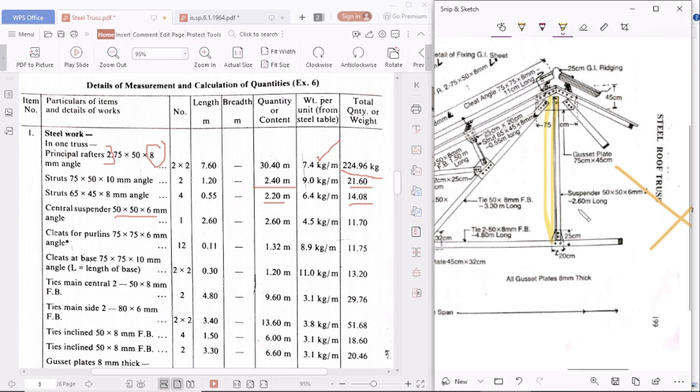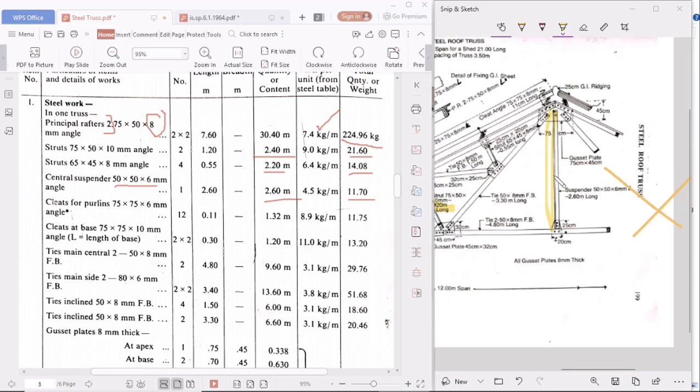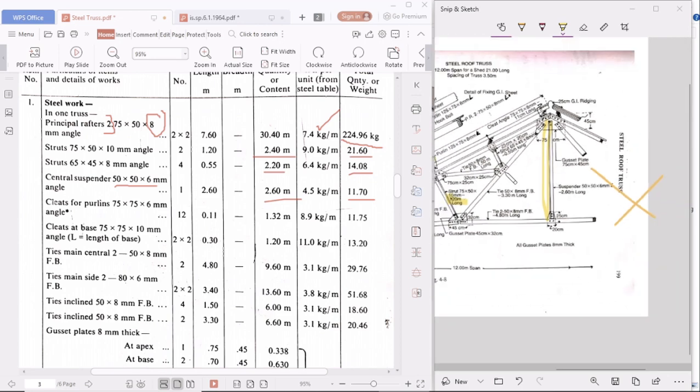What is the length? 2.60 meter long. So multiply, you will get the quantity as 2.60. Weight per unit is 4.5 kg per meter. It is from the steel table, you go to the equal angles 50 into 50 into 6 mm, you will get 4.5 kg. Multiply with it, you will get the total weight 11.70.